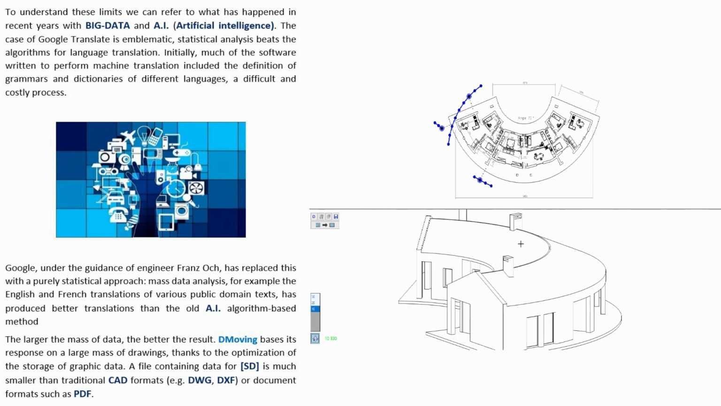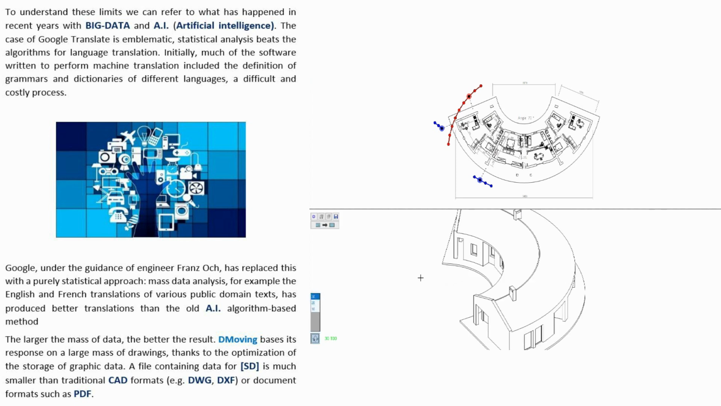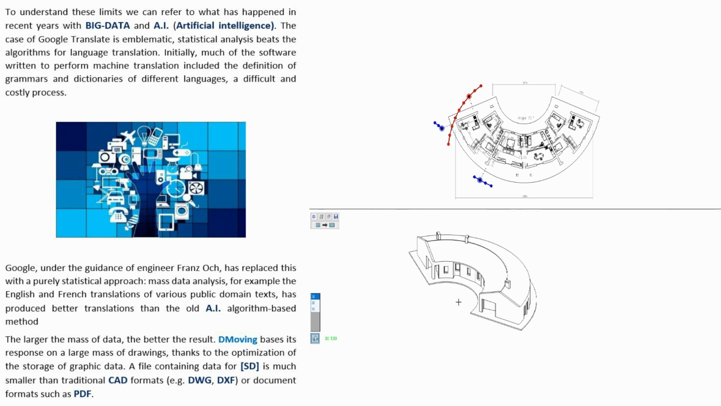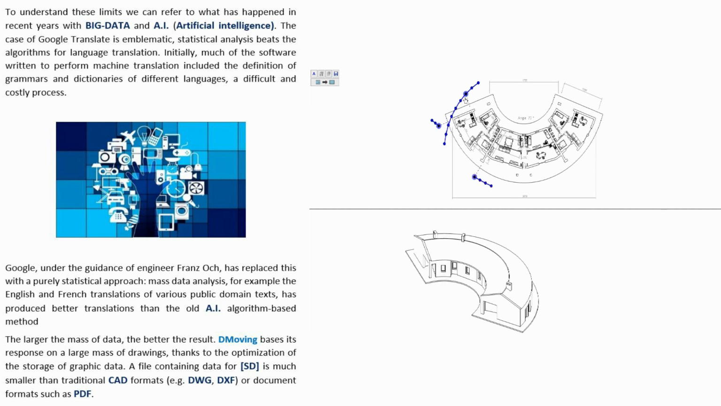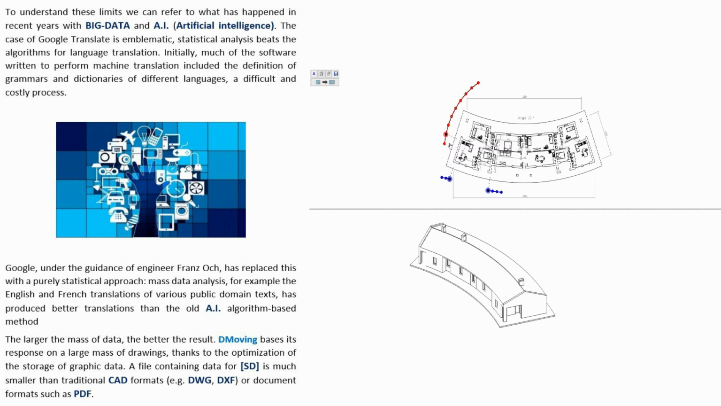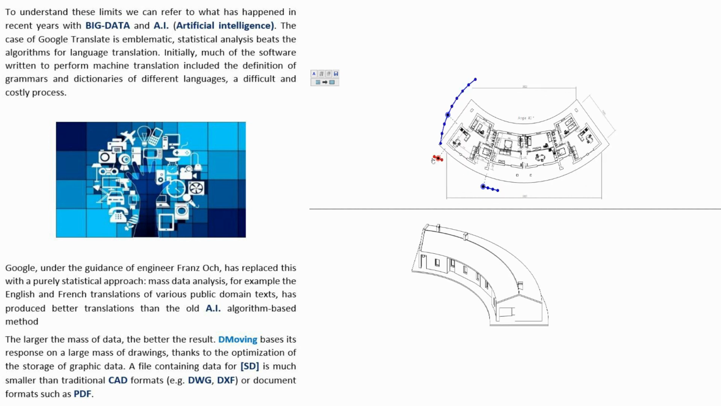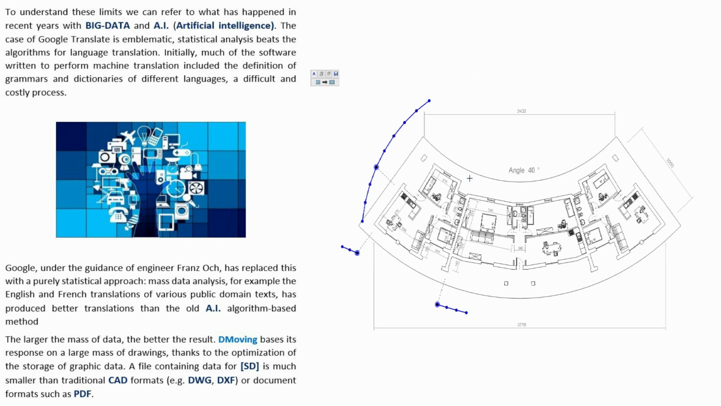Statistical analysis beats the algorithms for language translation. Initially, much of the software written to perform machine translation included the definition of grammars and dictionaries of different languages, a difficult and costly process. Google, under the guidance of engineer Franz Och, has replaced this with a purely statistical approach. Mass data analysis, for example the English and French translations of various public domain texts, has produced better translations than the old AI, algorithm-based method.